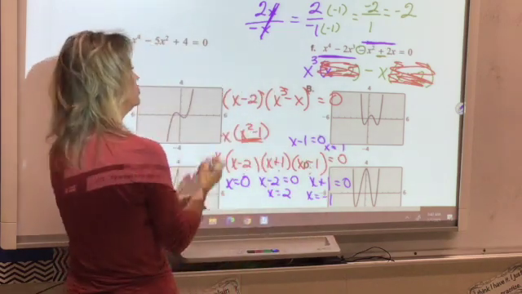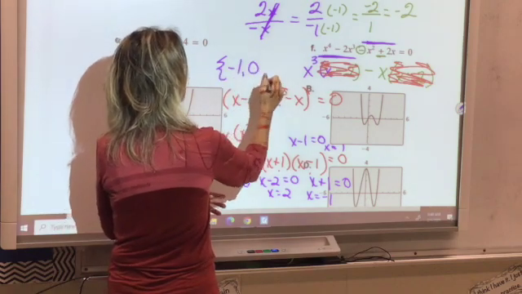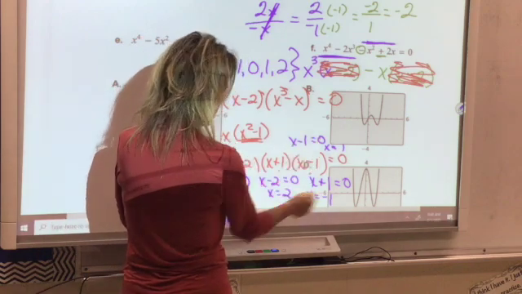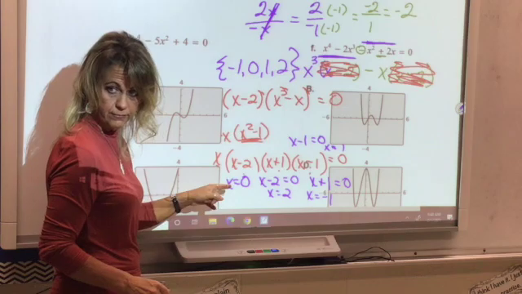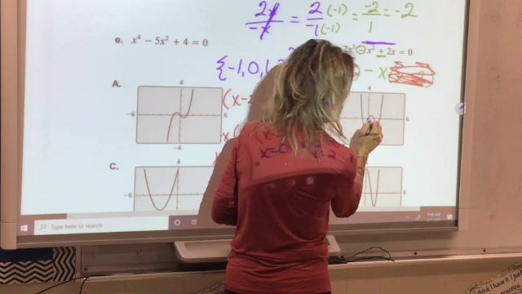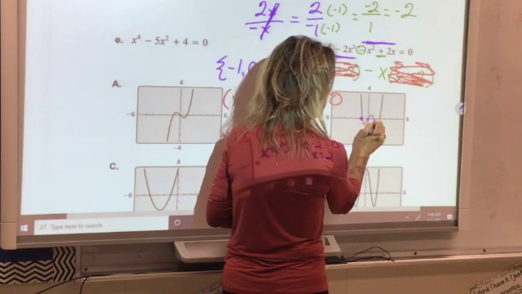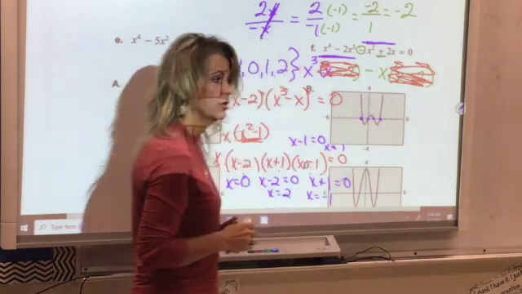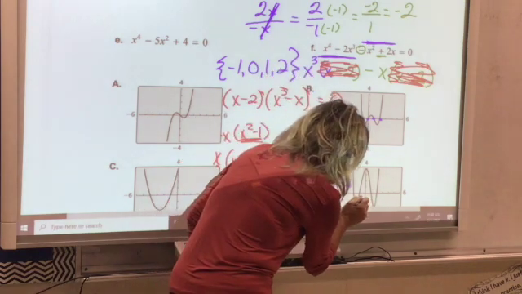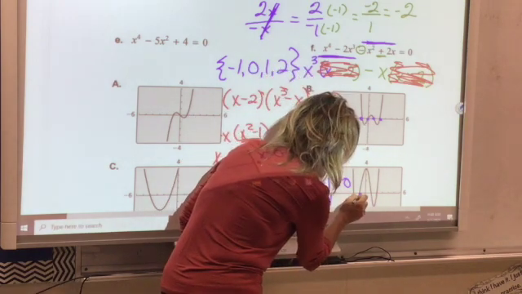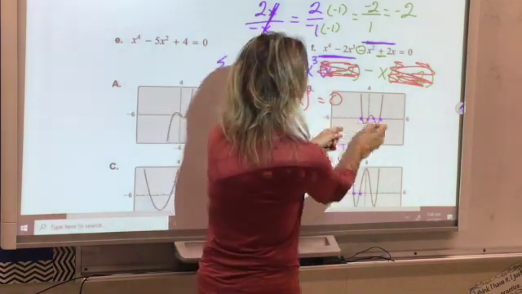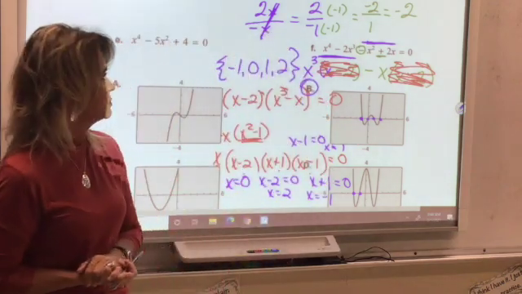Yes? So my solutions are negative 1, 0, 1, and 2. I put them in order. Negative 1, 0, 1, and 2. Yes? Yes. So those are my zeros. Okay, this crosses at 0. Yes? Negative 1, 1, and 2. Yes or no? Yes. So it looks like B. Let's check and make sure. This looks like maybe a negative 2. Negative 2 is not part of it, is it? No. So this is going to be it. So B is going to be my solution for F.